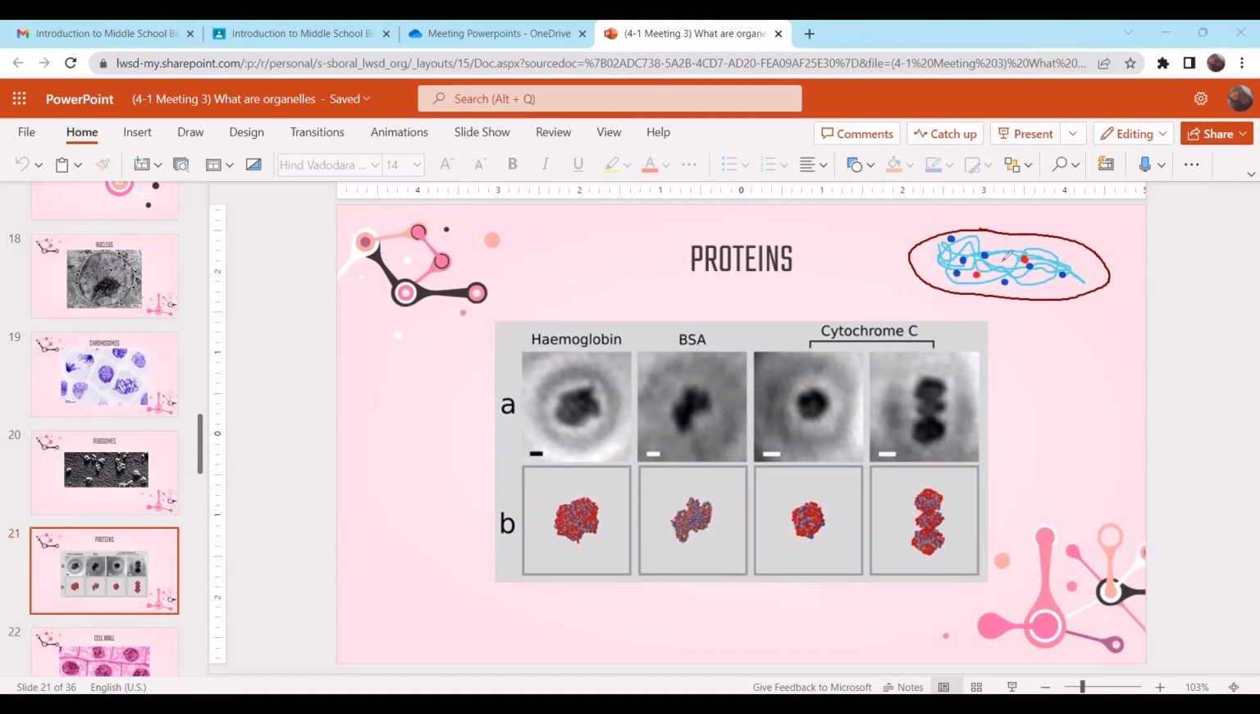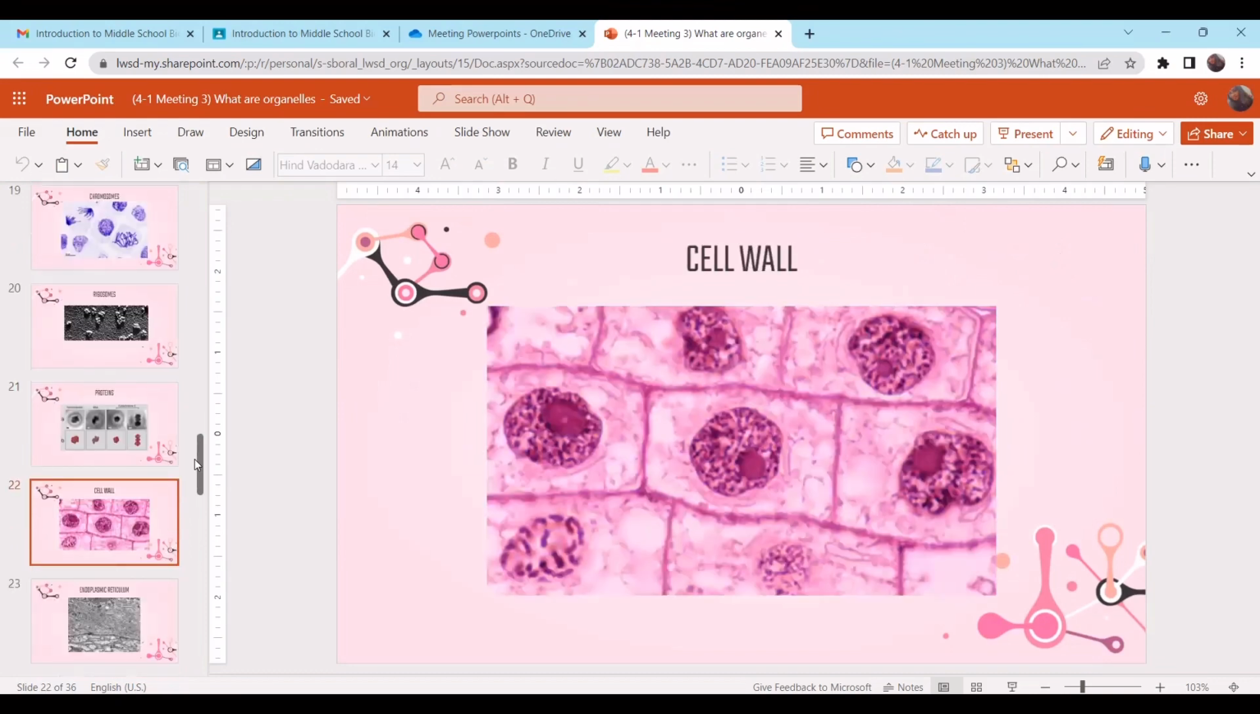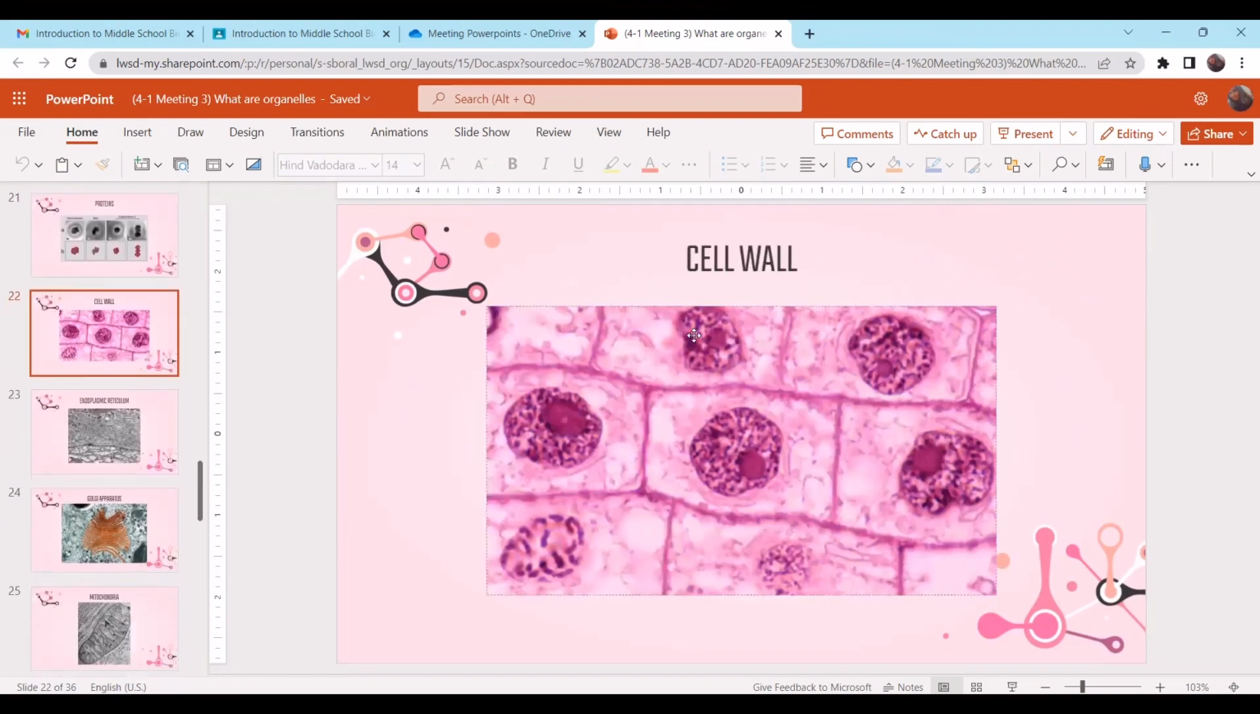I don't know why it's not letting me draw, but yeah. This is a picture of different types of proteins. This is a really good picture for multiple organelles.